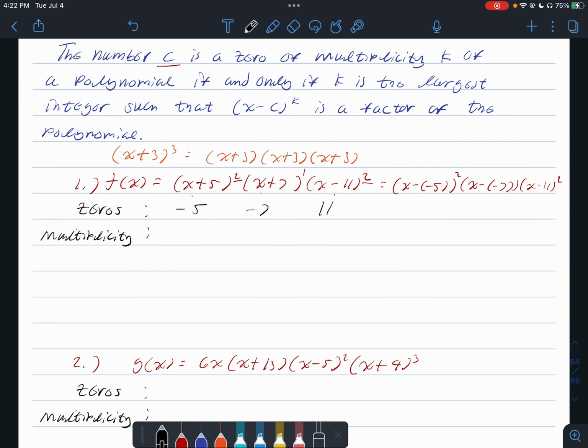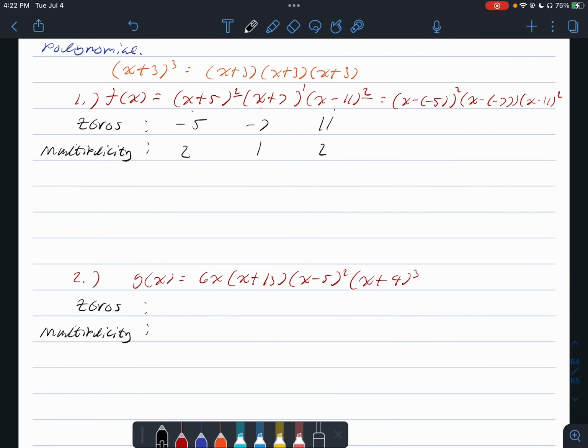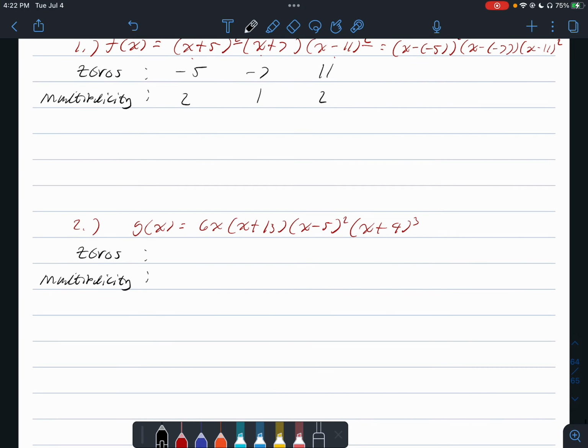Their multiplicity comes from the exponent. For negative 5, its multiplicity is going to be 2. For negative 7, its multiplicity is going to be 1. And for 11, its multiplicity is going to be 2 again. So really straightforward, very simple. That's all we're looking at here. Let's look at one more example.